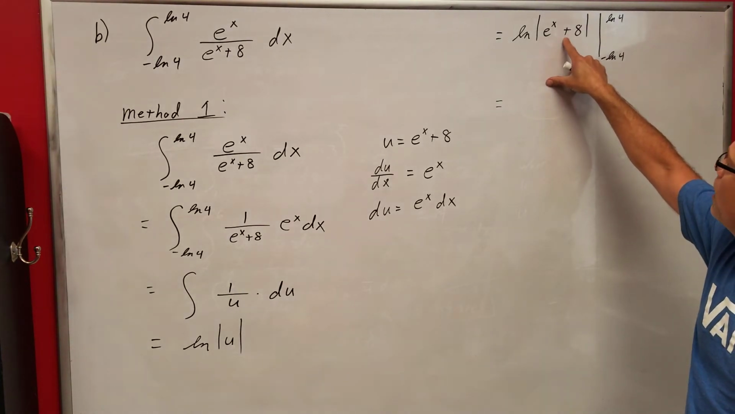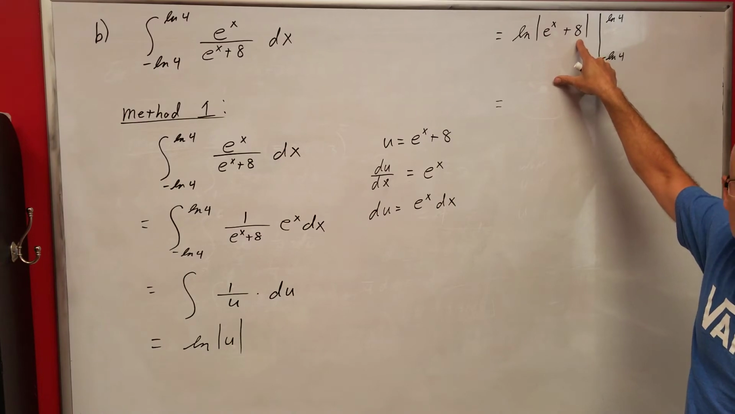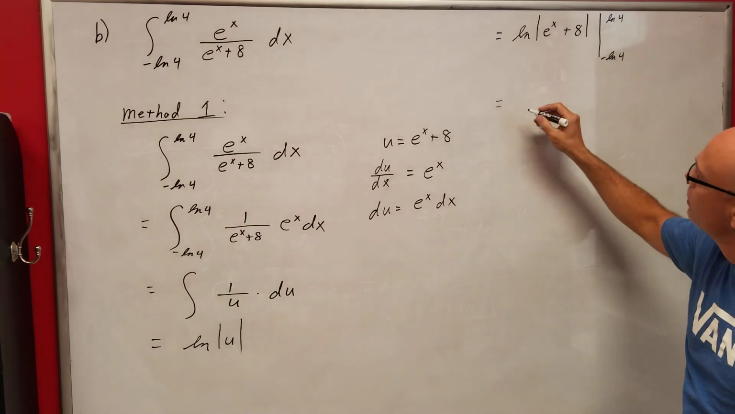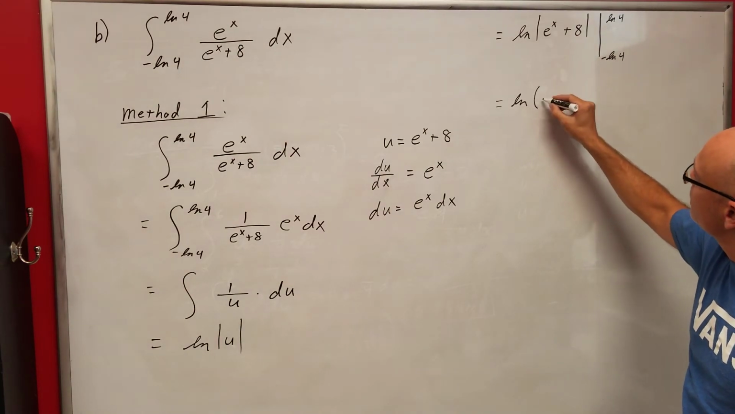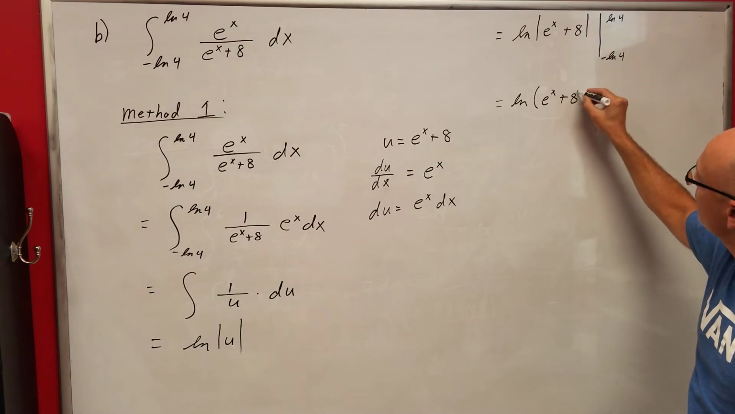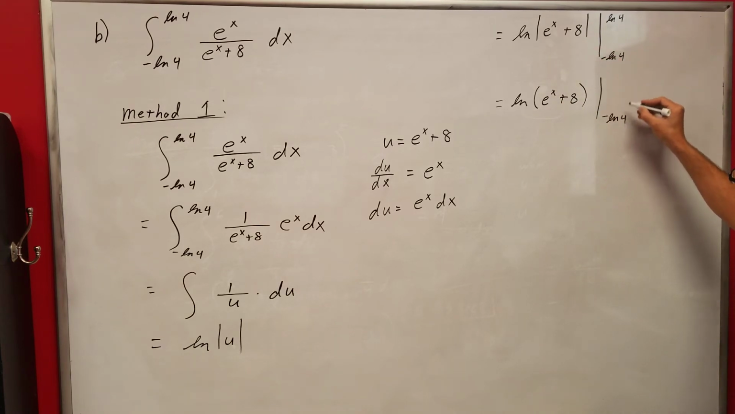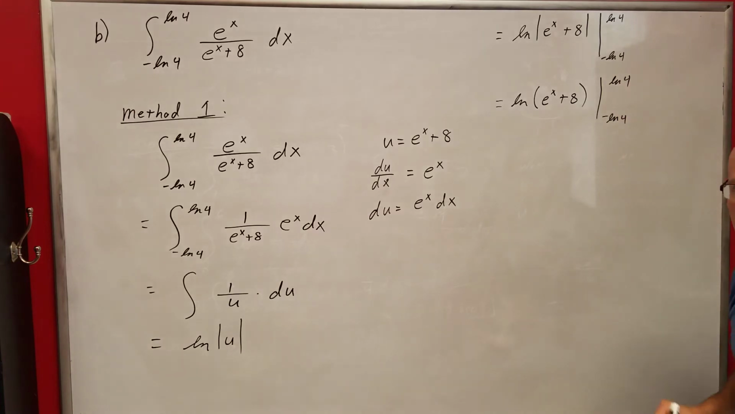And if I take a positive and add 8 to it, it's still positive, right? So what is the absolute value of a positive? The same thing as what's in the absolute value. So I can do a rewrite and drop my absolute value. Say this goes from negative natural log of 4 to natural log of 4.